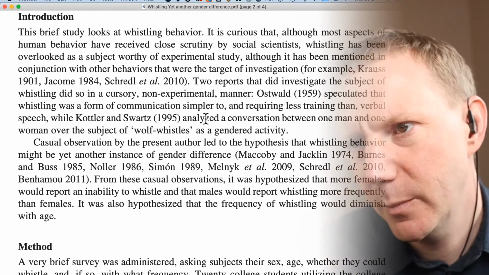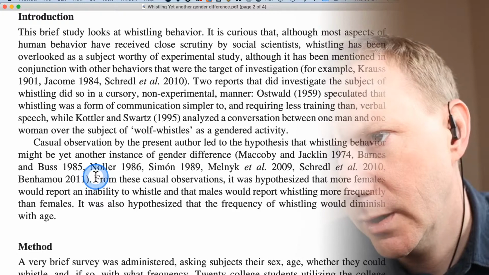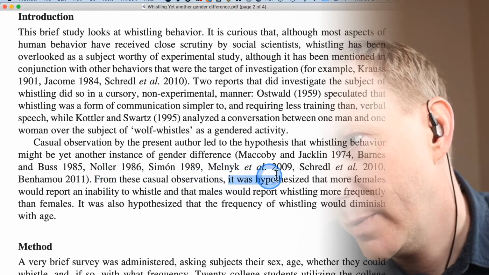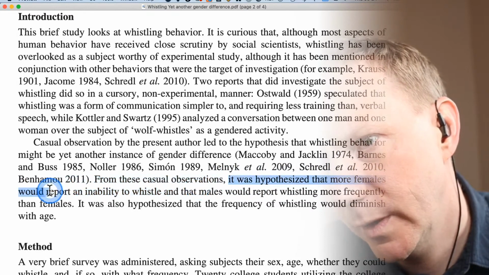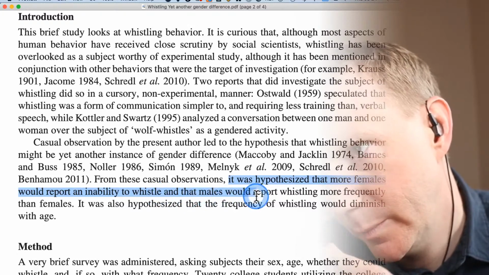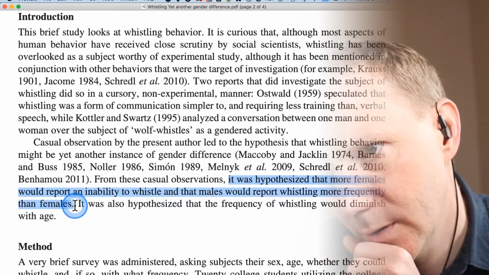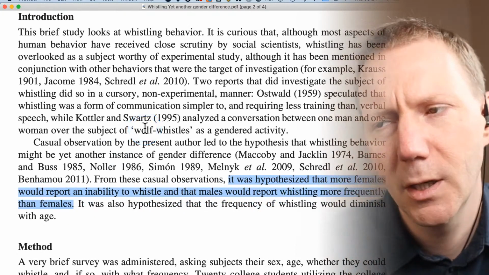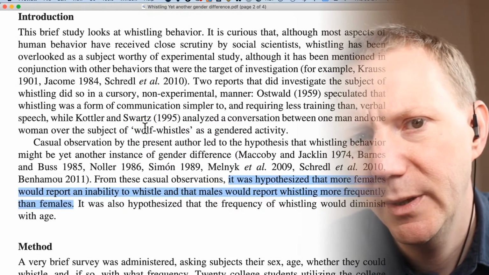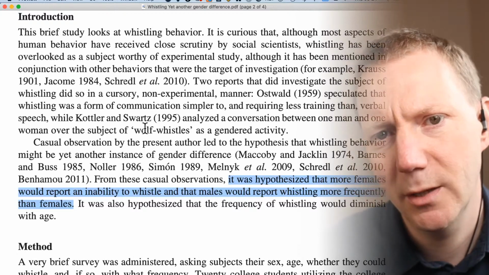So let's split them up. We're going to do the first. So from the casual observation, it was hypothesized that more females would report an inability to whistle, and that males would report more frequent. Okay, this one. Go ahead. What do you think should be the analysis that would be associated with this?